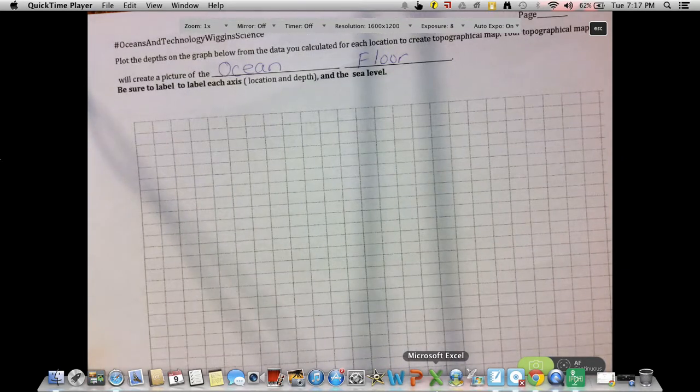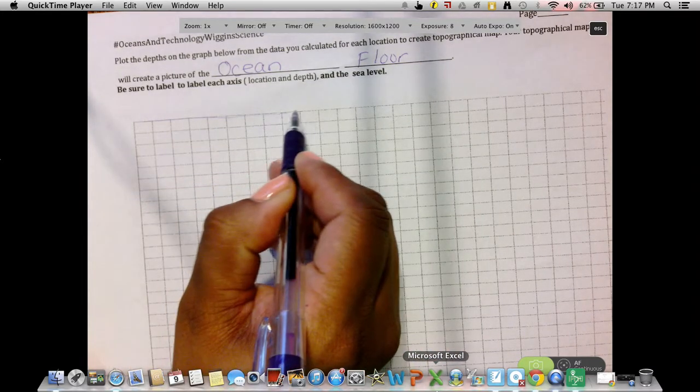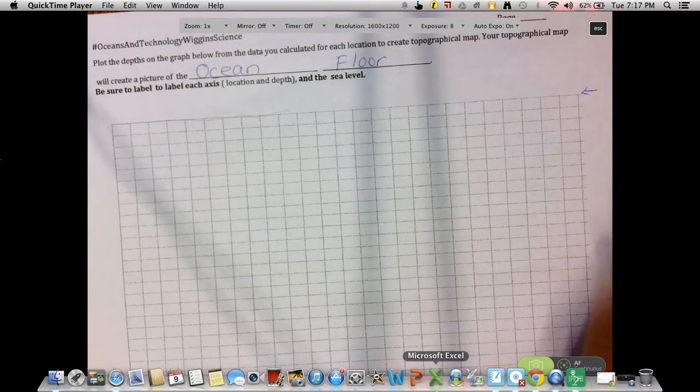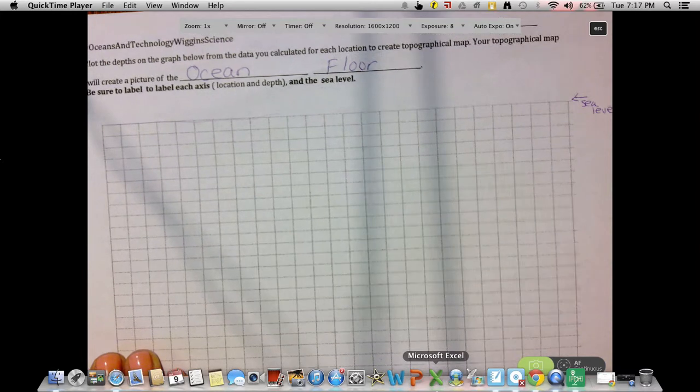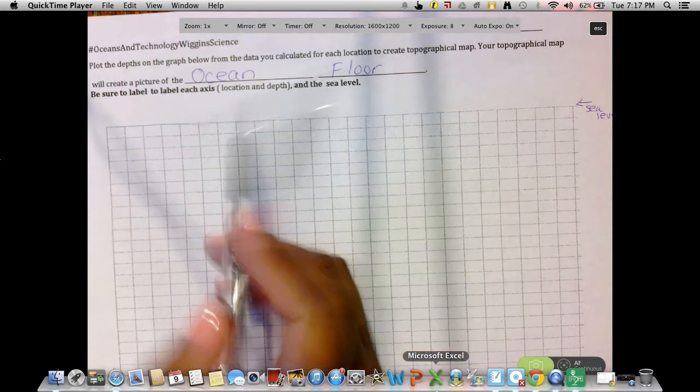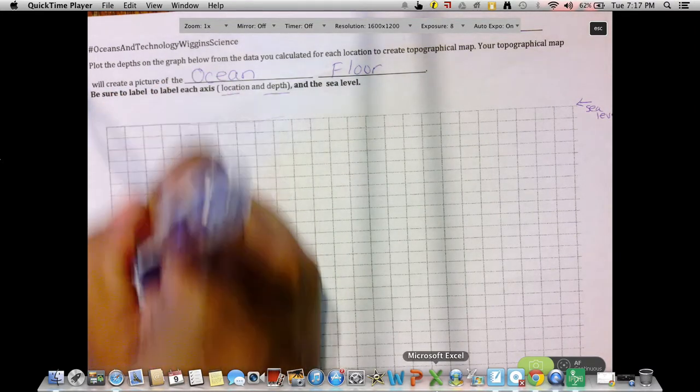Now, in doing this, give me a second, let me adjust this so you can see the whole thing. We need to label our sea level. So this top line, this is the very top where there's no travel. This is our sea level. We also want to label our axes. We have our two axes, one here and one there. But we need to label them location and depth. Considering that this is sea level and this goes down, then this over here would be our depth. And it's measured in meters.